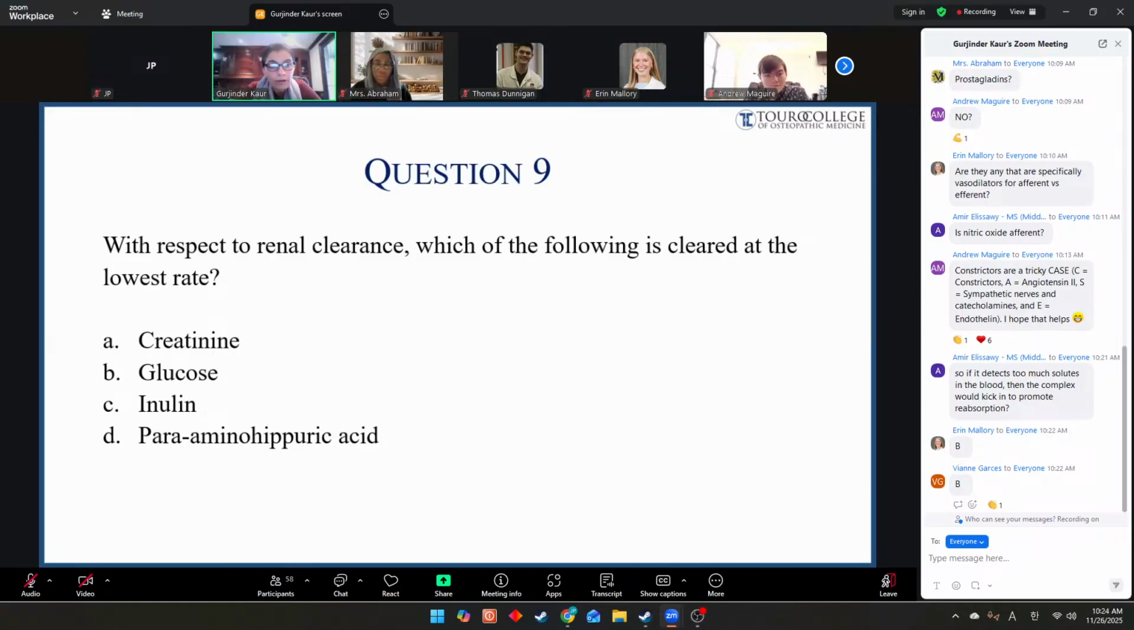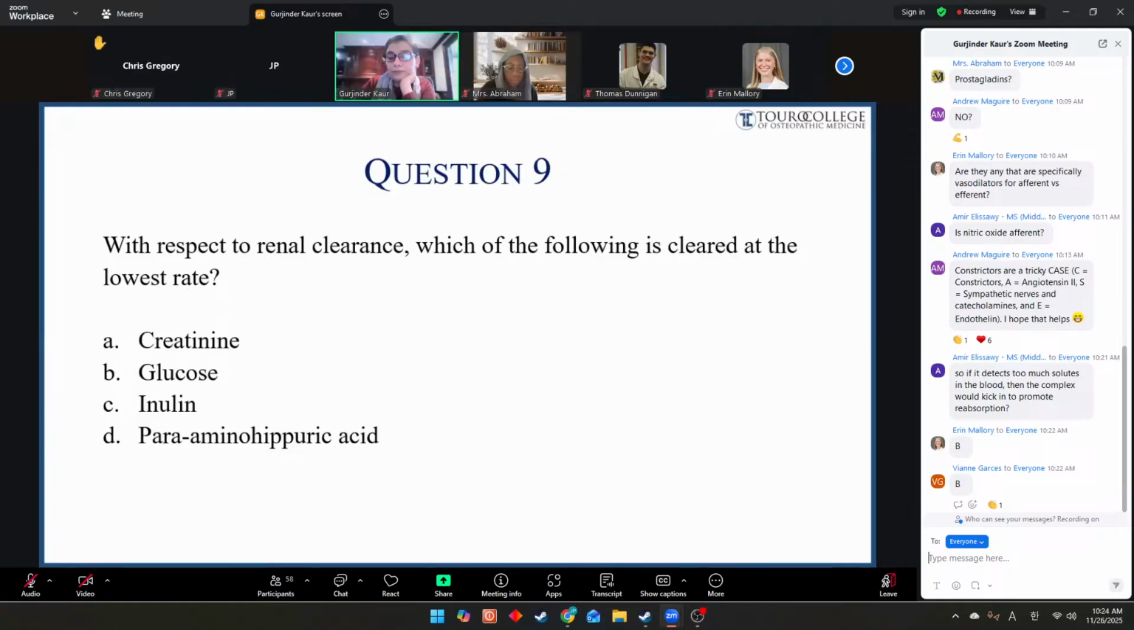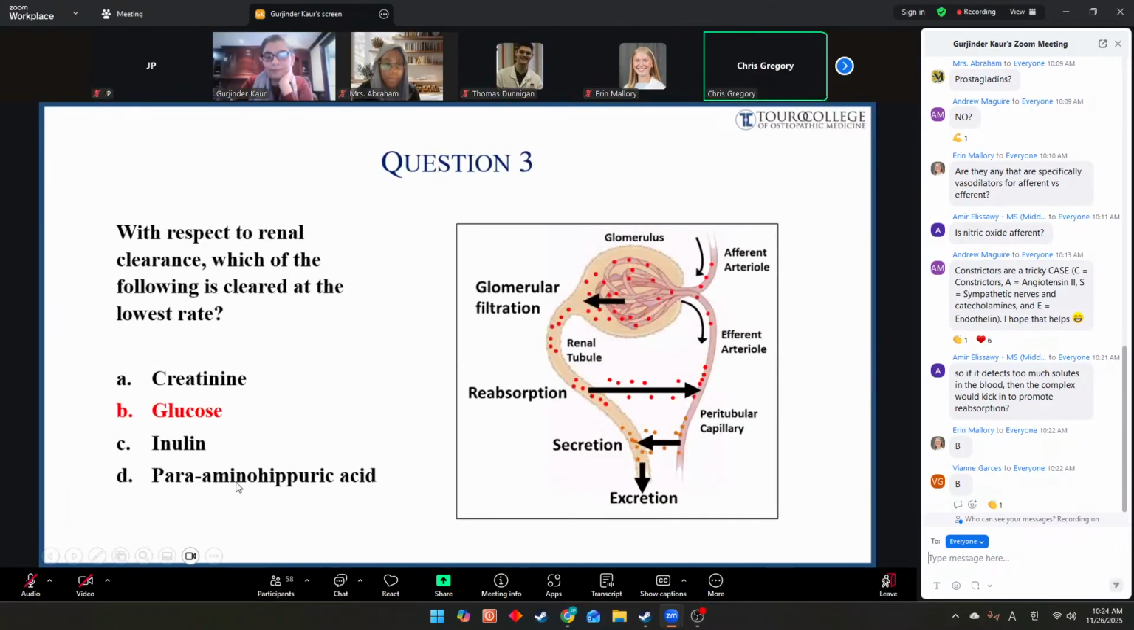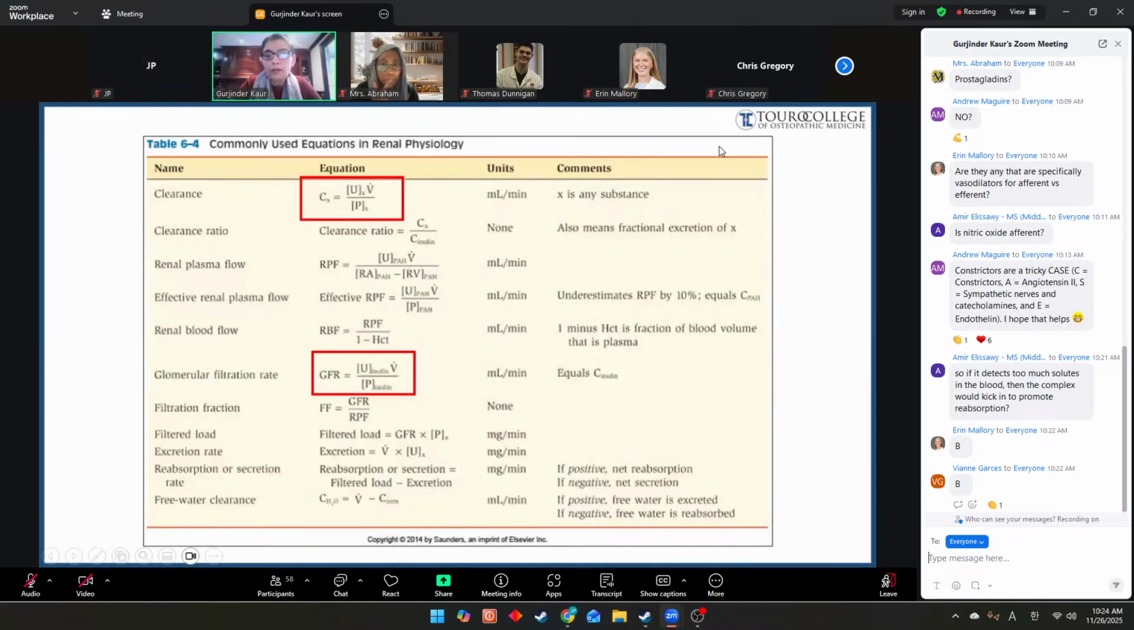Okay. All right. How about creatinine? How did you get to glucose? Let's work on the other options. Yes, Chris, please go ahead. Yeah, so for creatinine, this is pretty much completely filtered out. There's a little bit of secretion. And so this would kind of be the opposite of glucose. Yes, beautiful.